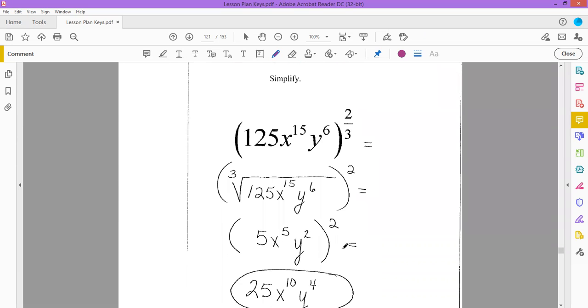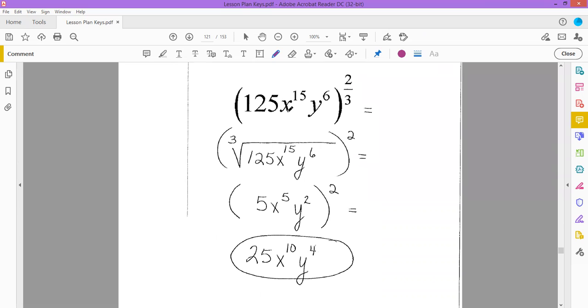In the next example, we have 125 times x raised to the 15th power and y to the 6th power. This entire expression is being raised to the 2/3 power. So we change it to root form. Our denominator of 3 will be moved to become our root, so it becomes the cube root. The base, 125 x to the 15th power, y to the 6th power, we put that underneath the root. And then we raise that entire expression to the second power. Remember your numerator. Now we're going to simplify where we can.